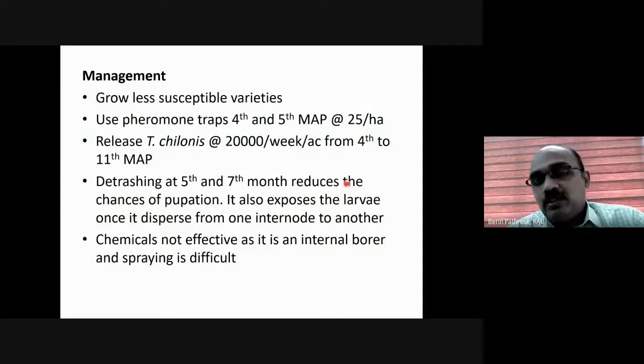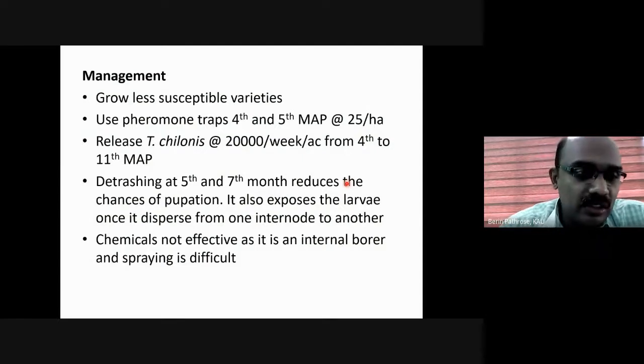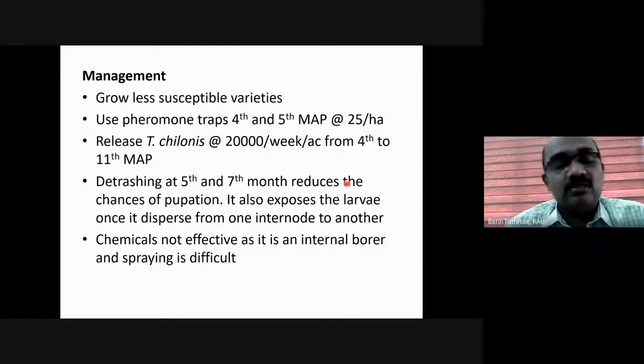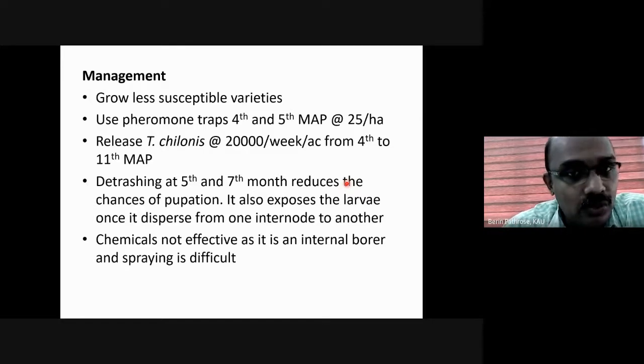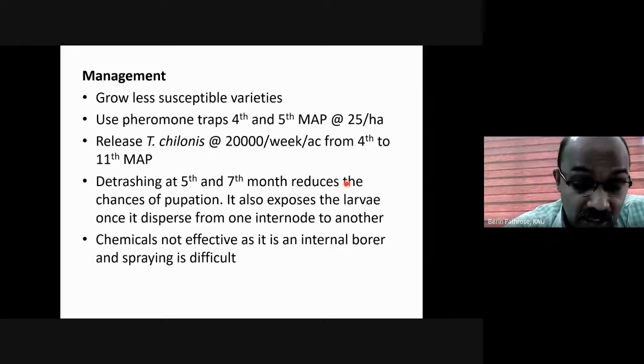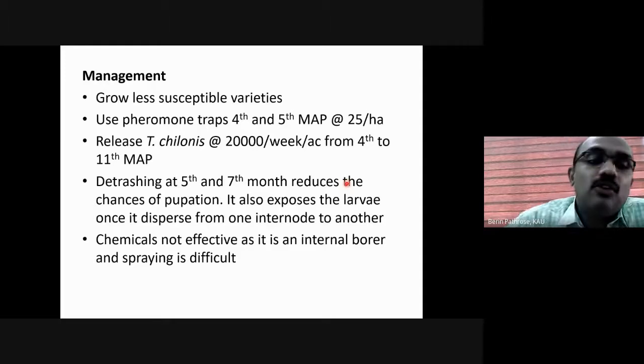And coming to its management, as I already told you, tillering varieties with heavy tillering are more susceptible. So try to go for less tillering varieties. Less tillering varieties can't be completely relied upon because that will reduce the yield. But try to go for less susceptible varieties.